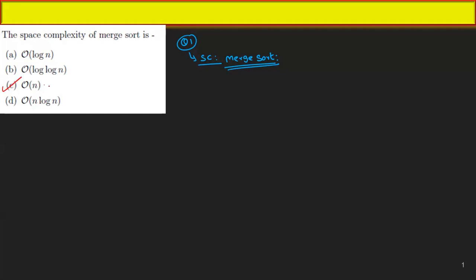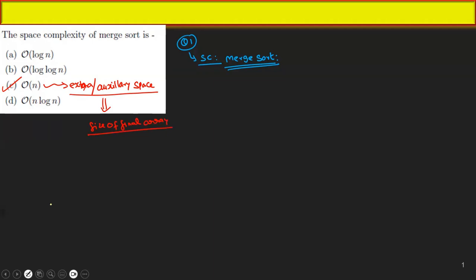Order of n. That means it requires some extra space, or some auxiliary space. Clear now? It requires some auxiliary space. What about the size of the final array? That much size.